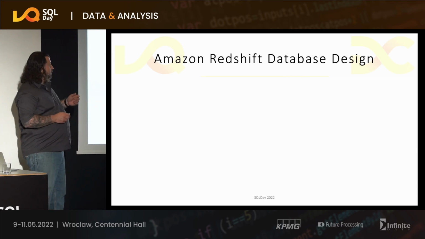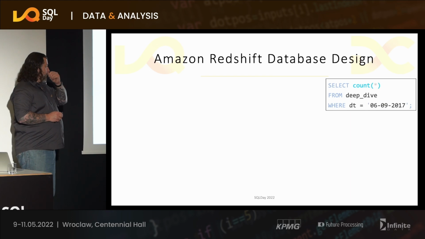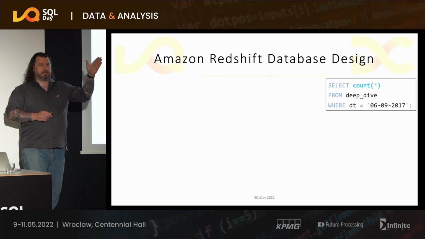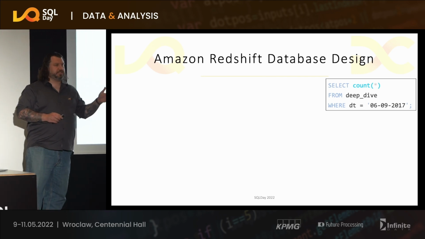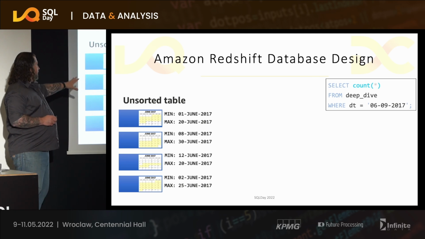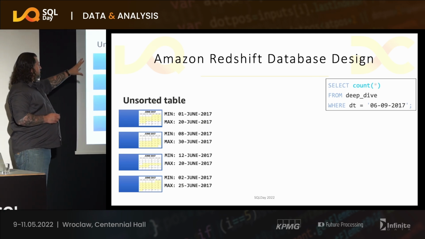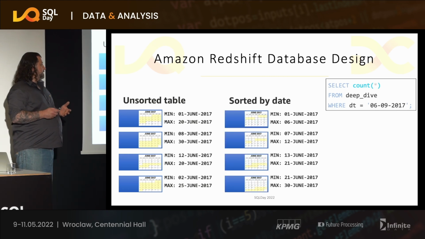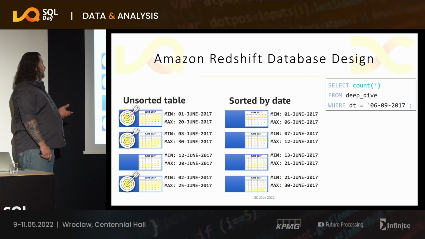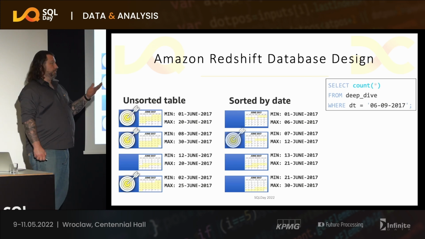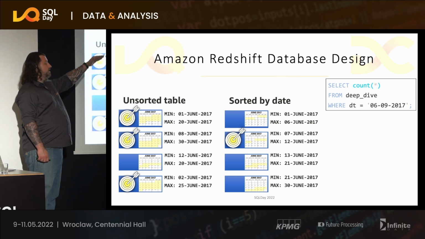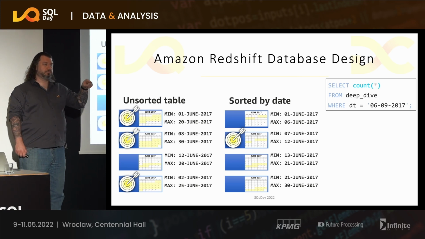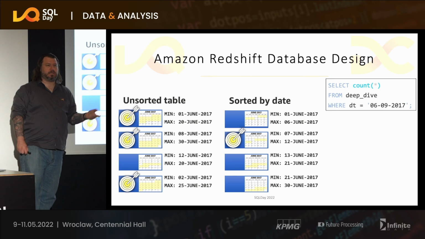So if we go back to our table and say, okay, here's the deep dive, give me a count of all the records where the date is, and this is an American date, 9th of June, 2017. If I've got an unsorted table, I've got 4 blocks of data, and you can see there that it's not been sorted by date. If I actually sort it by date, then when I run that query, on the unsorted table, I may be accessing 3 blocks. On the sorted table, because all those values sit within the min and the max for that data block, the engine knows I just accessed that one. So it's a third of the I/O.